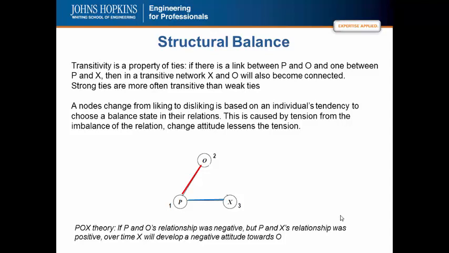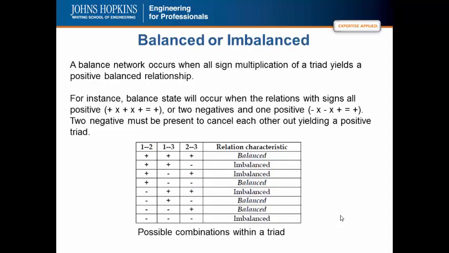Again, if P and O's relationship was negative, but P and X's relationship was positive, over time X will develop a negative attitude towards O. That is essentially what structural balance is telling us. Here's a chart that shows the different relationships between 1 and 2, 1 and 3, and 2 and 3 in a network. And it identifies what is a balanced relationship and what is an imbalanced relationship, where a positive indicates positive or liking, negative indicates a negative relationship or dislike.